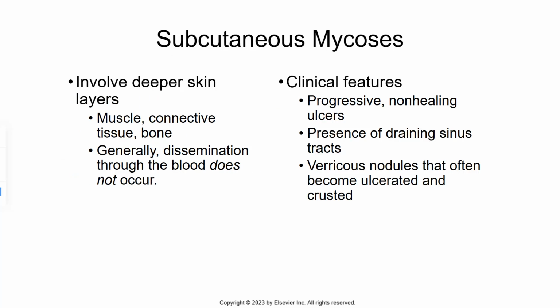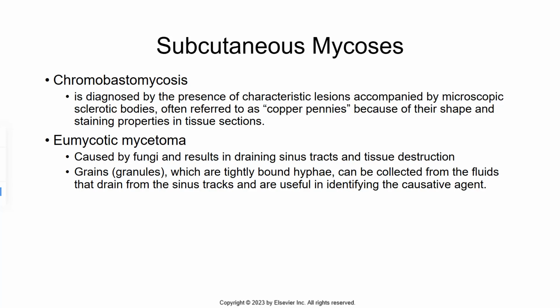Subcutaneous mycoses involve the deeper skin layers, muscle, connective tissue, and bone. Generally, dissemination through the blood does not occur. Clinical features: progressive non-healing ulcers, presence of draining sinus tracts, and verrucous nodules that also become ulcerated and crusted. Chromoblastomycosis and eumycotic mycetoma are different types of subcutaneous mycoses, and we will discuss these more once we get to that region of our lecture series.